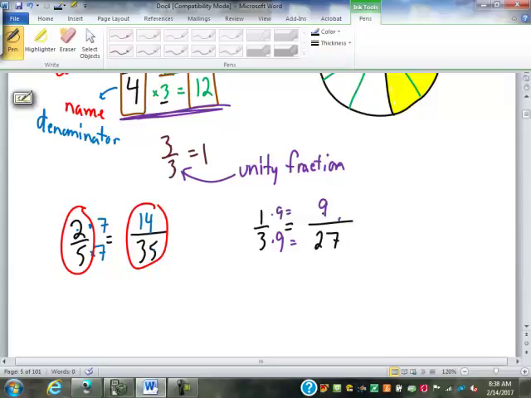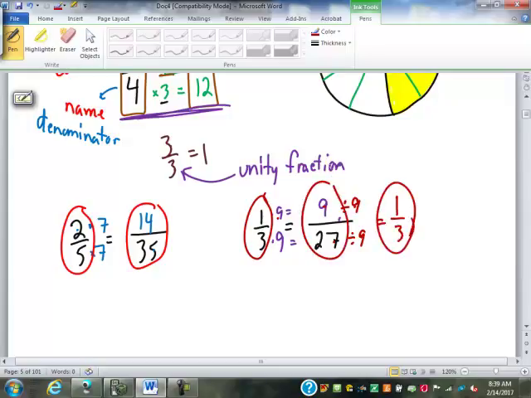Going the other way, let's say I want to turn this back into 1/3. Well, I multiplied the top and bottom by 9 to get it there. I can reverse that by dividing the top and bottom by 9. 9 divided by 9 is 1. 27 divided by 9 is 3. And we've already showed 9 27ths and 1/3 are equivalent.